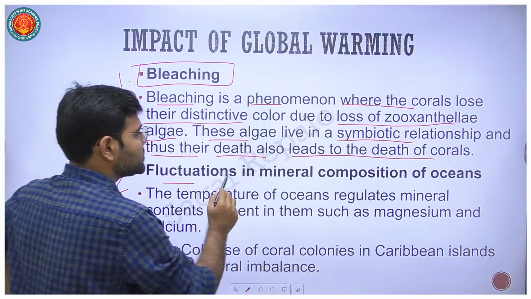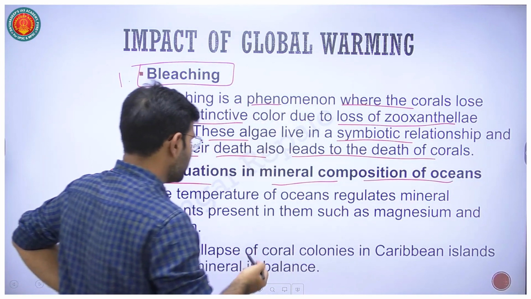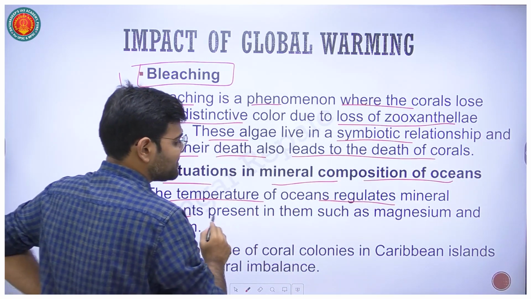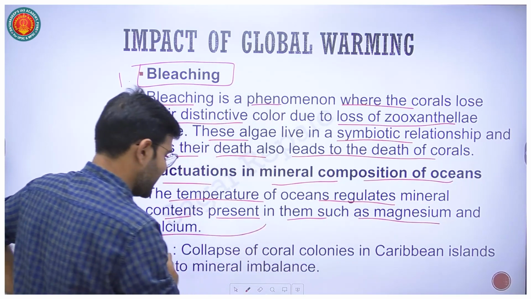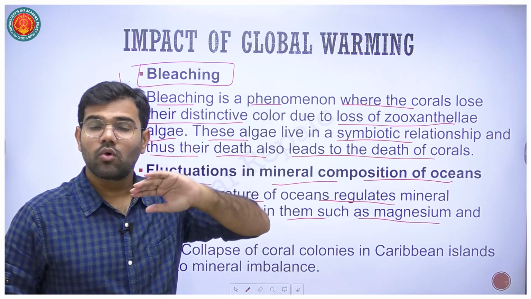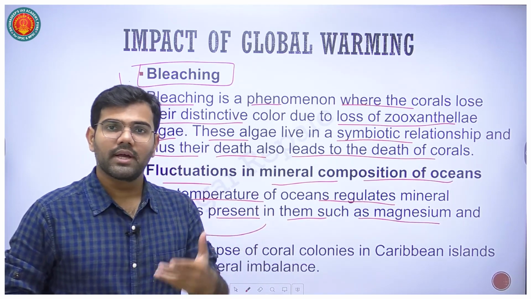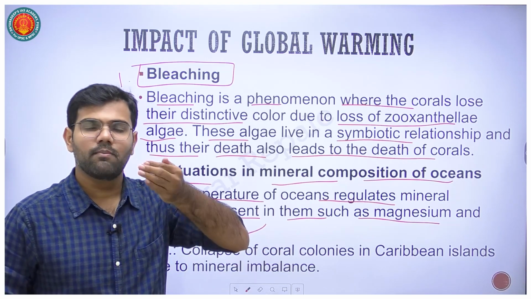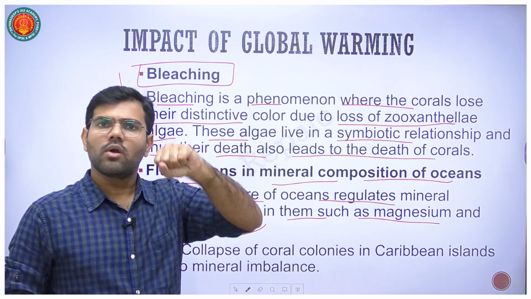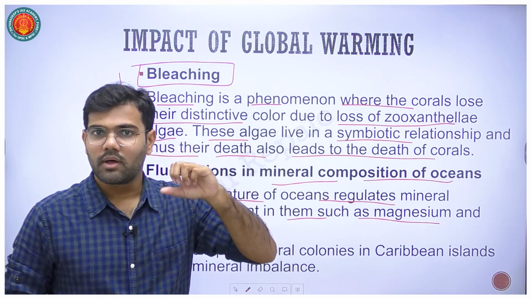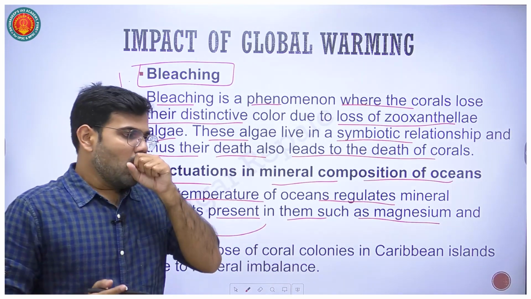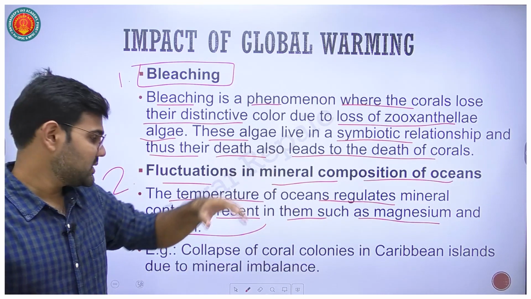What is the second effect? Fluctuations in the mineral composition of oceans. The temperature of oceans regulates the mineral contents present in them, such as magnesium and calcium. And we know coral polyps are the animals which give protection to the Zooxanthellae algae, and that protection is made up of calcium and magnesium, and coral polyps absorb these minerals from the seawater. So if global warming is happening, the temperature is increasing, this mineral composition changes.